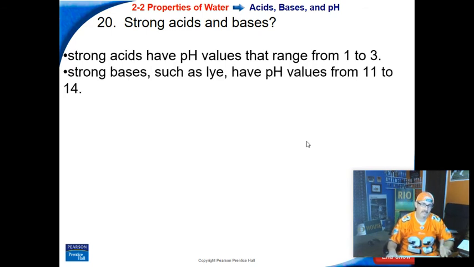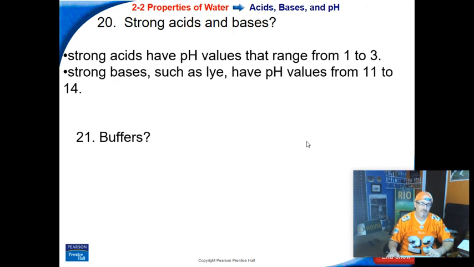Strong bases such as lye have a pH value from 11 to 14. Oven cleaner is a strong base as well. And the reason why oven cleaner is a strong base is because it's going to break down that material that's stuck in the oven. It literally kind of like burns it, incinerates it, dissolves it. And that's what it will do to your skin if you leave it on your skin for a long period of time.